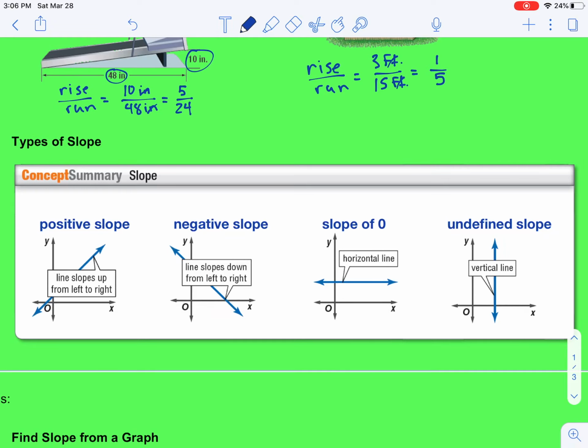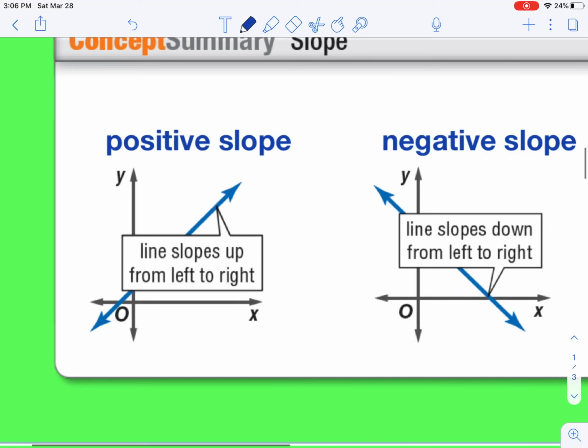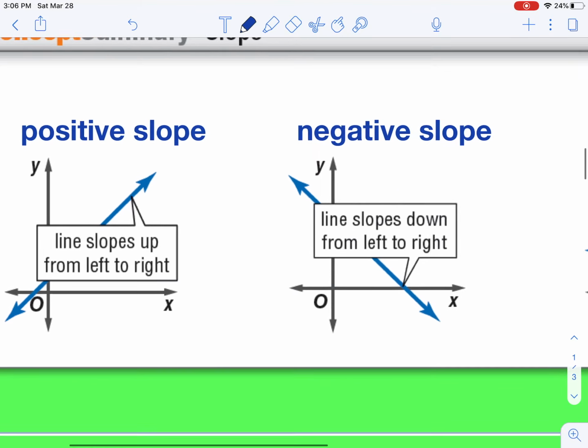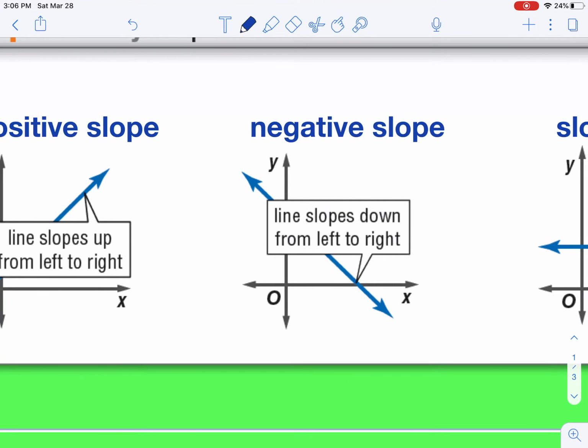So I have 4 different kinds of slopes, and we saw 2 of these yesterday. So a positive slope is when a line slopes up from left to right. So think about skiing. A negative slope is when the line slopes down from left to right, and we talked about both of those yesterday.